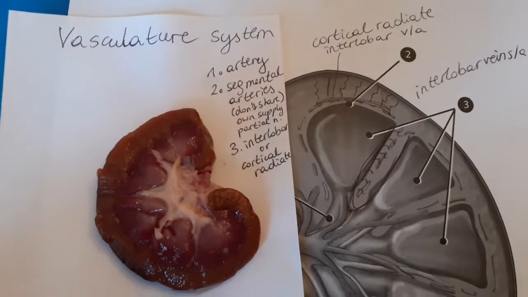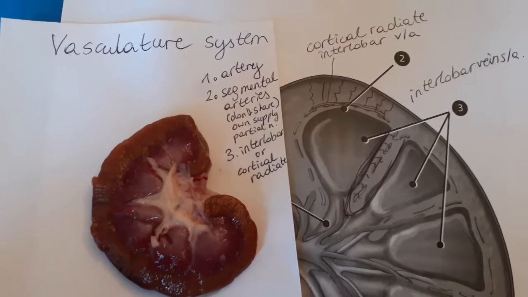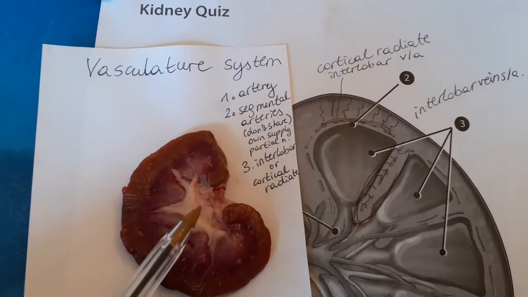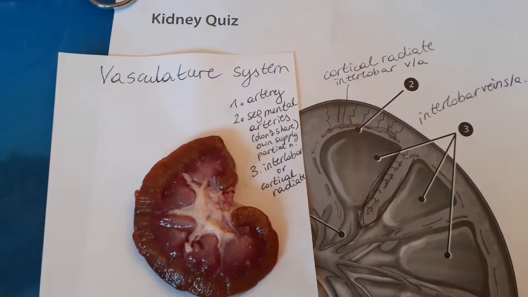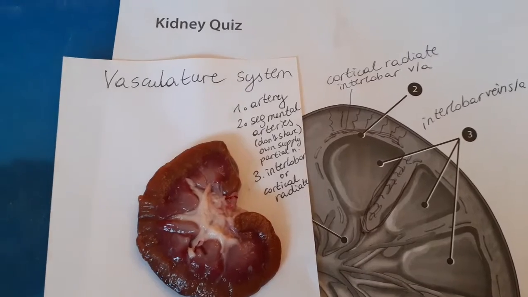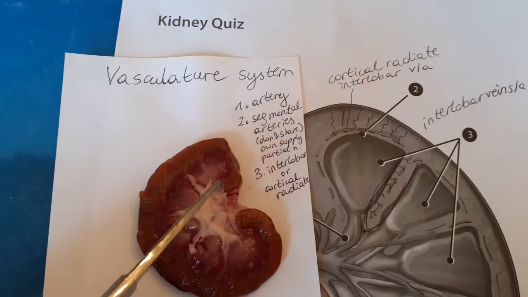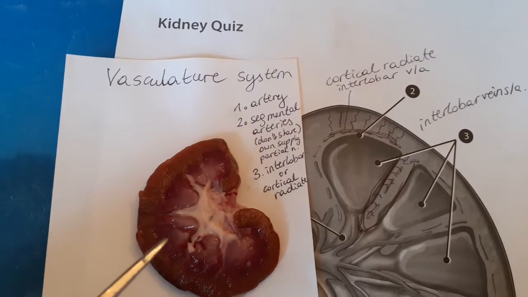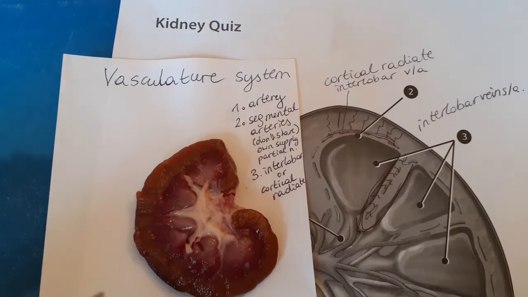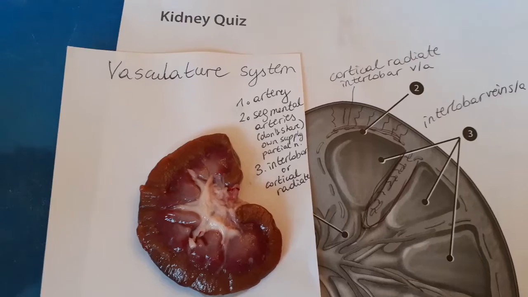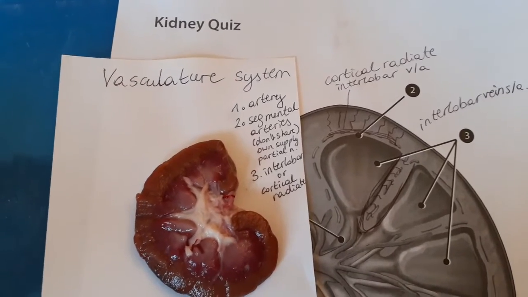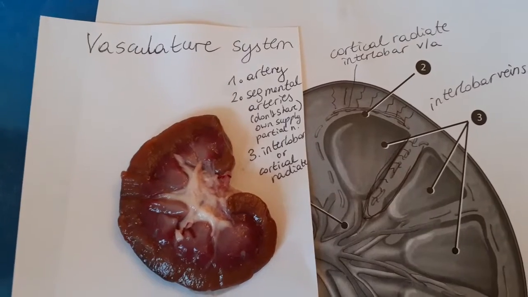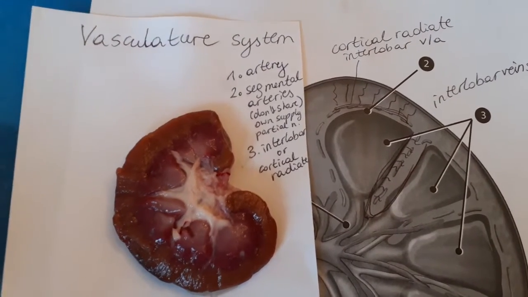Let's have a look at the vascular system. We start off with the artery that goes into the kidney, and then it branches off to the several segmental arteries, and they don't share the blood, so they have their own supply, and that's why a partial nephrectomy is possible, so a partial removal of the kidney.